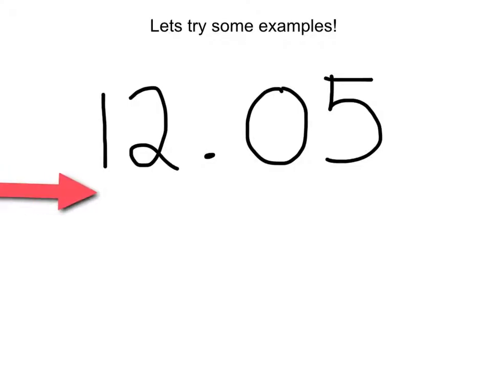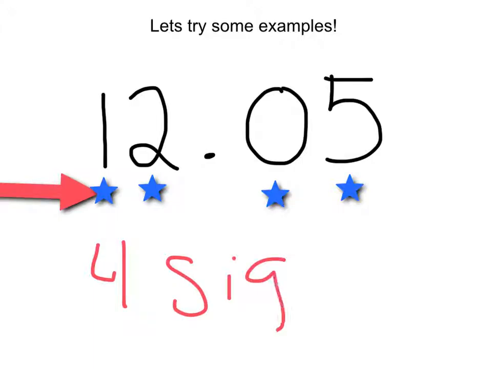And I'm going to move over until I see my first whole number. My first whole number is 1. That and everything after it is significant. So the 1, the 2, the 0, and the 5 are all significant. In this example, I have 4 sig figs.